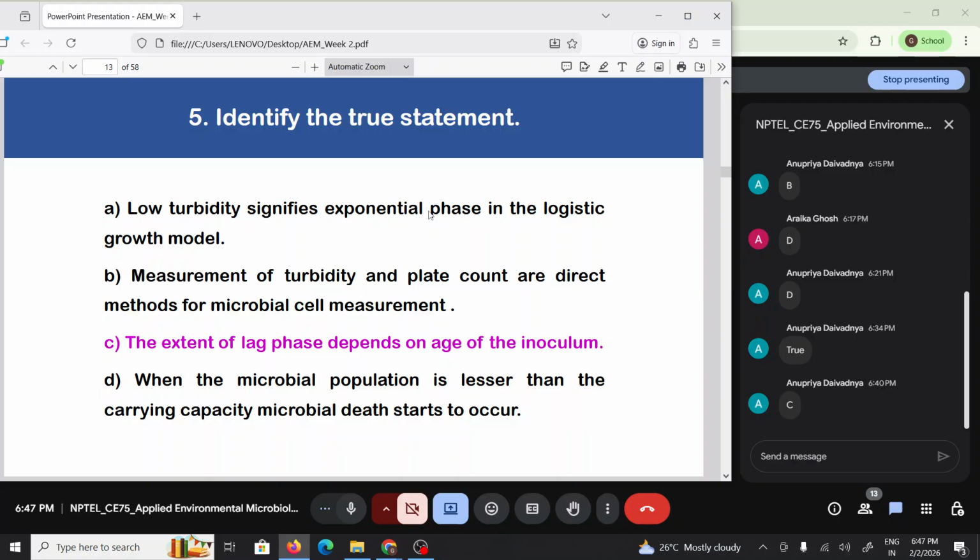And now we go to the next question. So the decay term in the growth model is important because of which of the following?